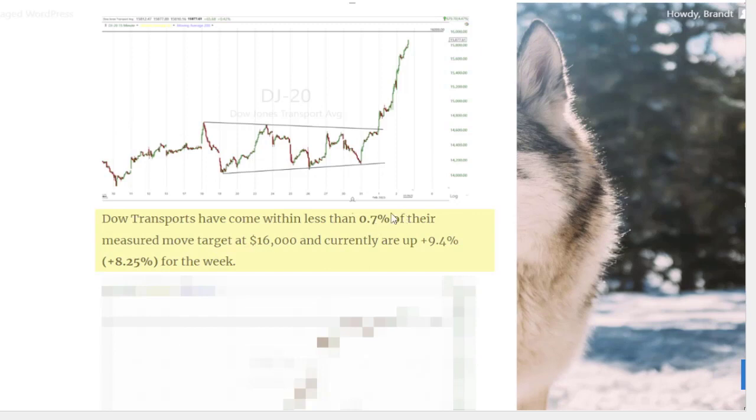Dow transports have come within 0.7% of their measured move, which was a huge measured move. Okay, so they were up 9.4% on the week at that point. So that was the measured move. They almost hit it up there at 16,000.